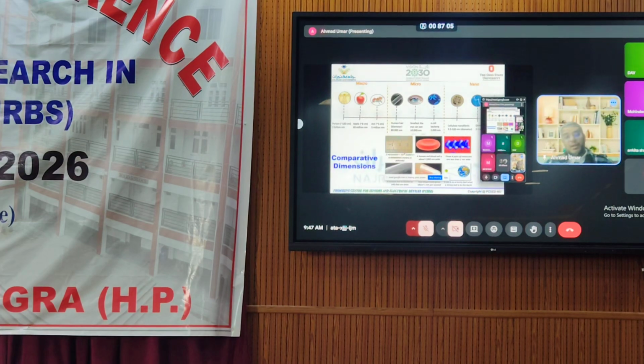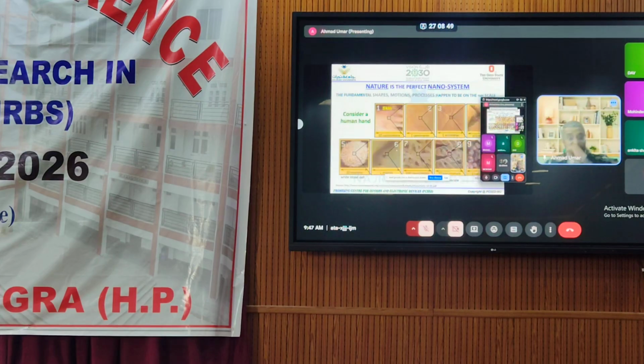Now you see the human red blood cells are about 7,000 nanometers wide, and if you combine four molecules of water, it will be 1 nanometer wide. You can also understand that our fingernail grows about 1 nanometer per second. So this is a comparative dimension for the nanometer.